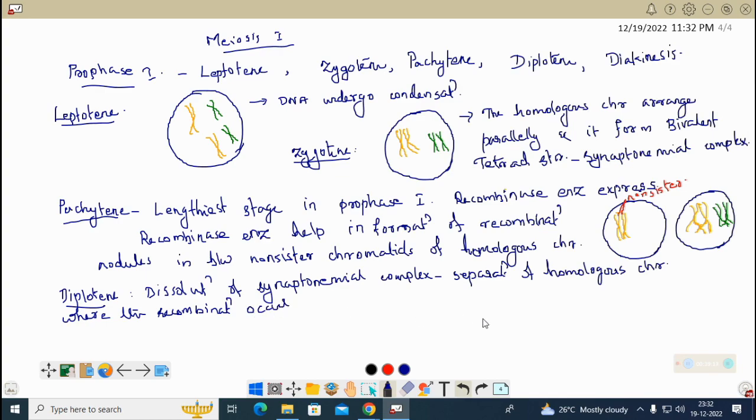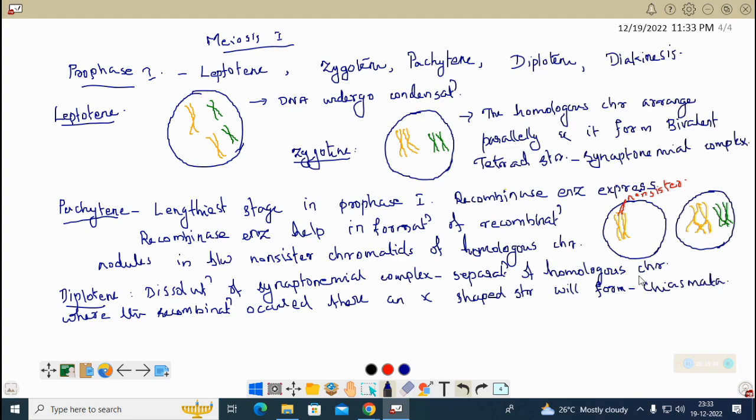There alone they will be joined together, and the remaining portion will be separated. Where the recombination occurred, an X-shaped structure will be formed. That is nothing but the chiasmata.